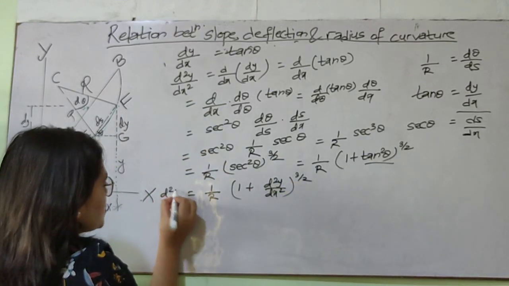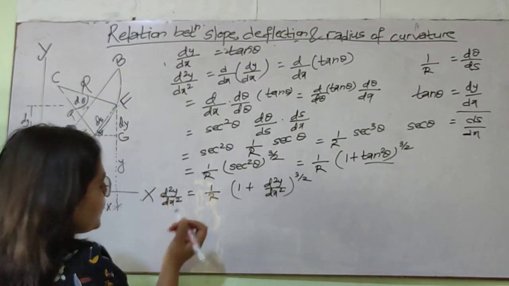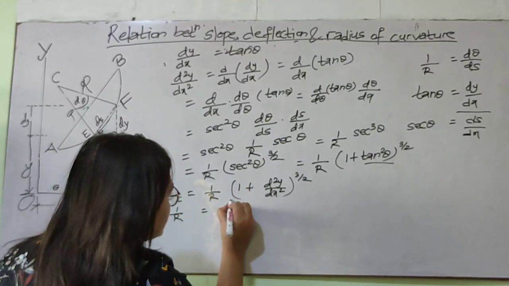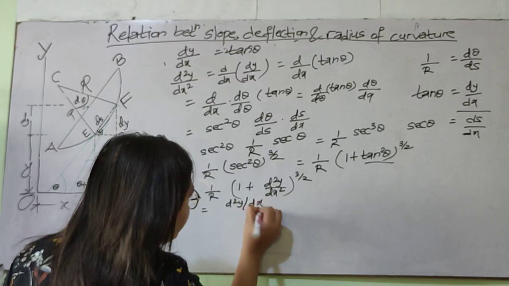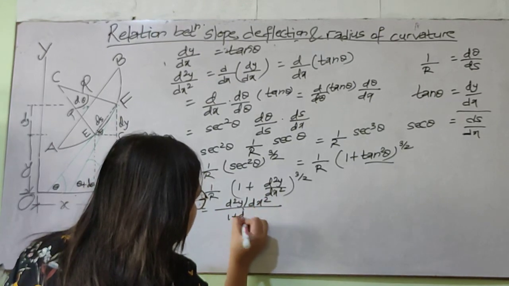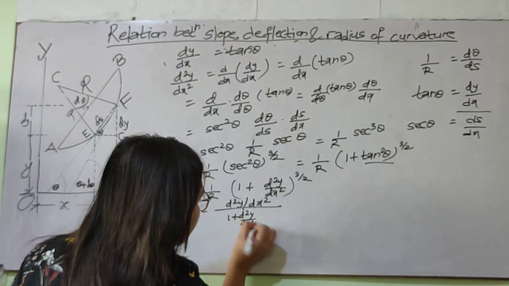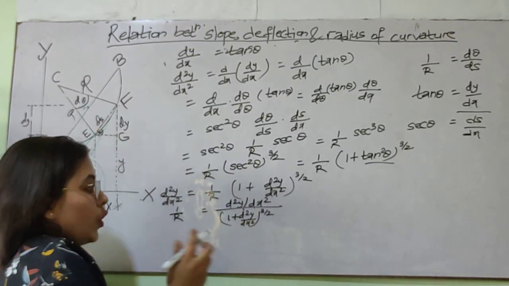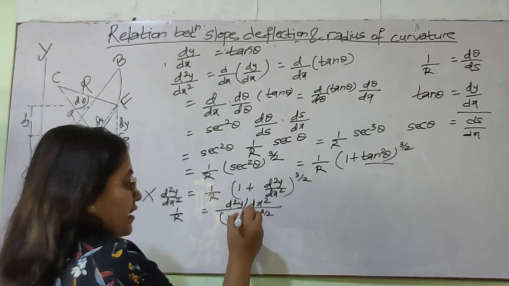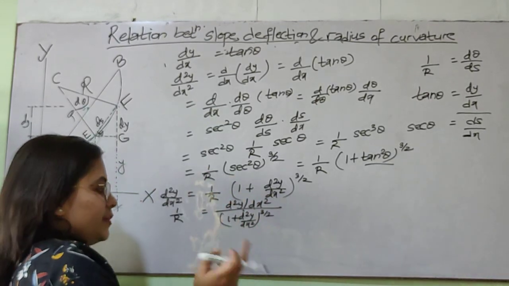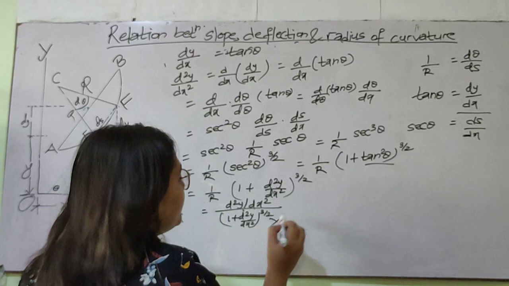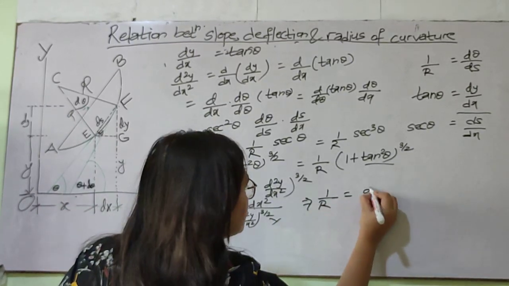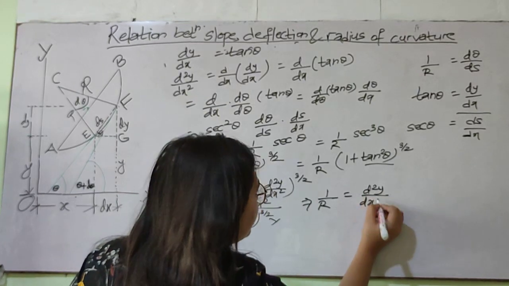So I have got here d square y by dx square. If I take this 1 by r here, I'll get d square y by dx square divided by 1 plus dy by dx whole square, power 3 by 2. As we take a very small length, we can ignore this dy by dx term as it is in the form of powers of 3 by 2. So this value is negligible, which implies 1 by r is equal to d square y by dx square.